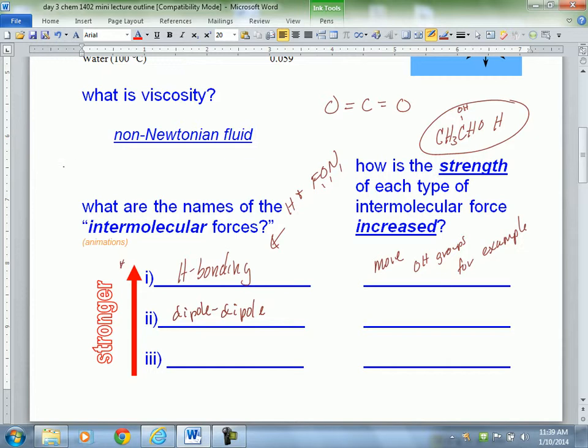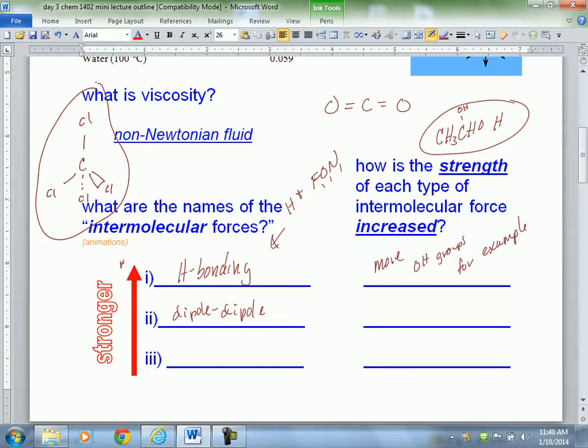For example, I have to draw it three-dimensional. I've got my carbon. Tetrahedral shape, perfectly symmetric. So that means it's nonpolar. Would this exhibit dipole? It's nonpolar, right? So it can't exhibit dipole.